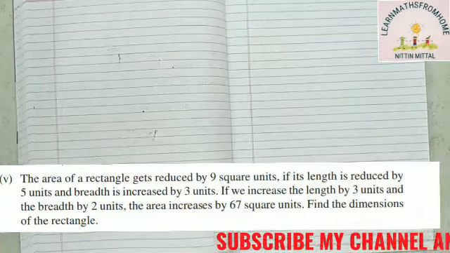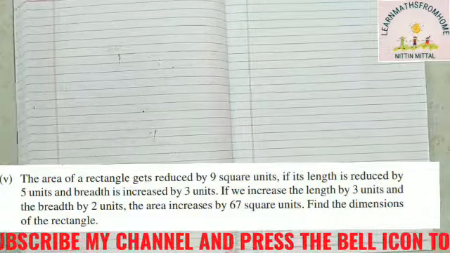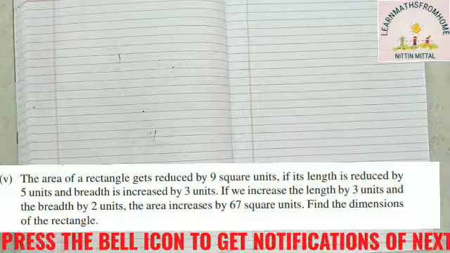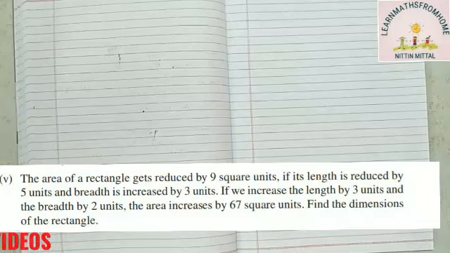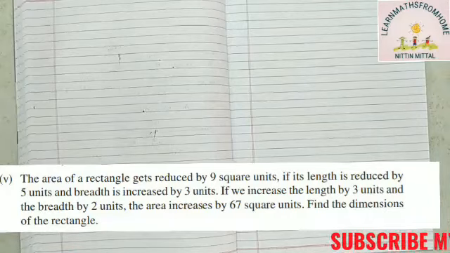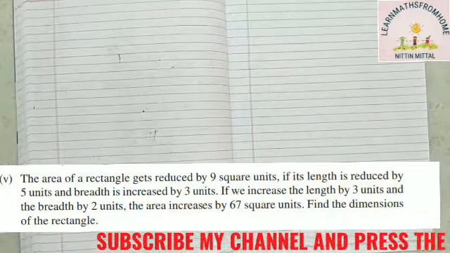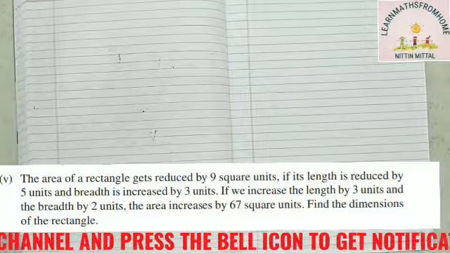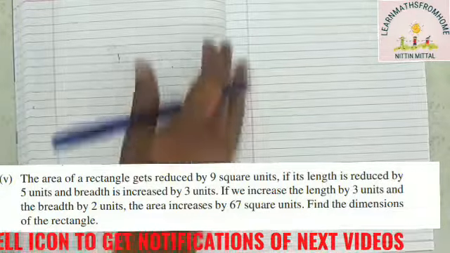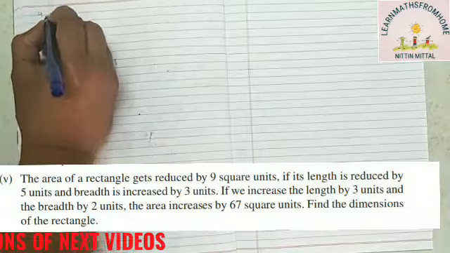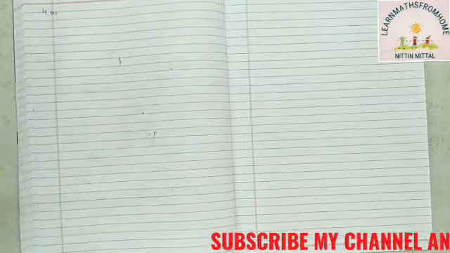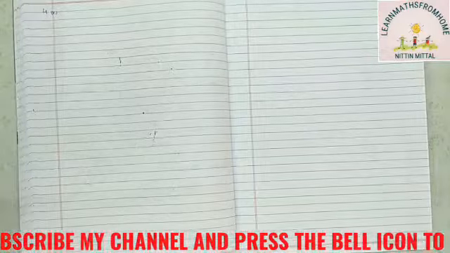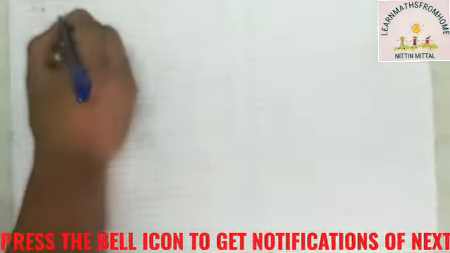Well, students, in this question I know you will say that you haven't got anything, but one thing is very clear: they are talking about a rectangle and we have to find the dimensions of the rectangle. So let me start with the rectangle. A rectangle always has two sides, length and breadth. So let me take variables for that.